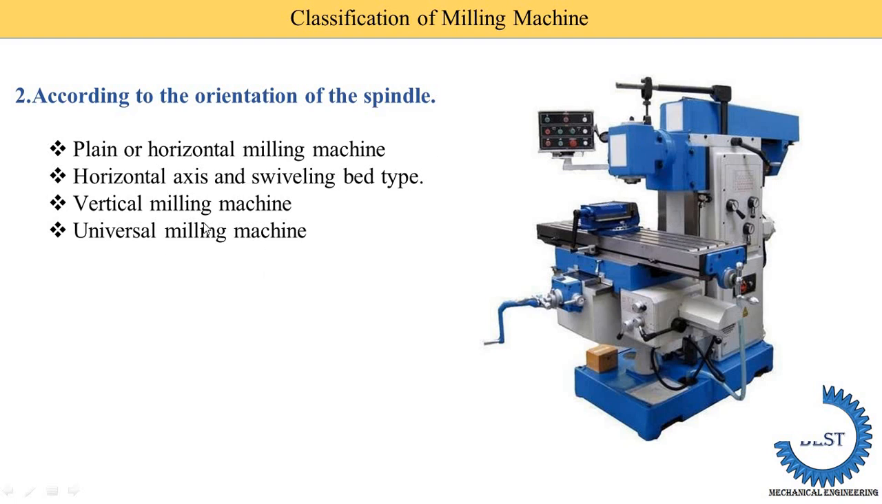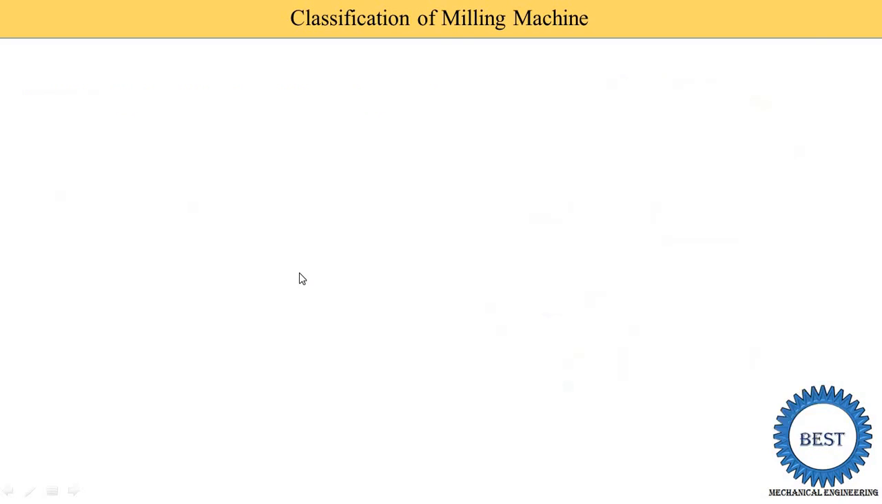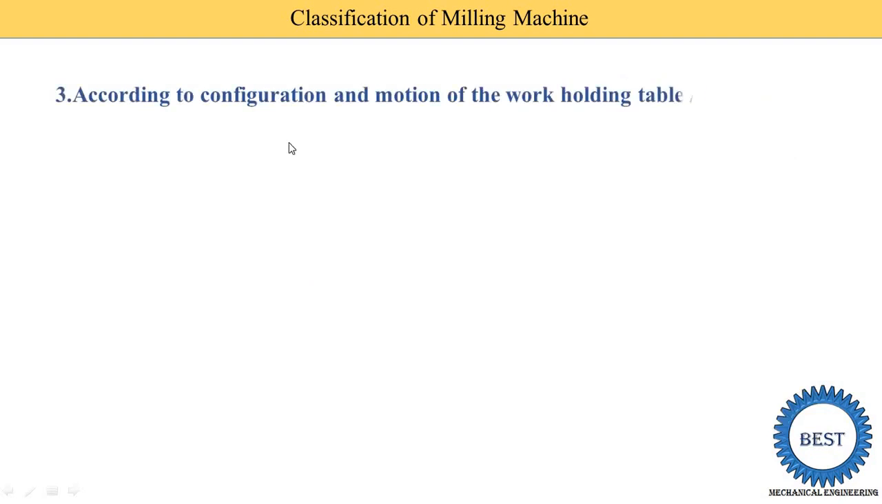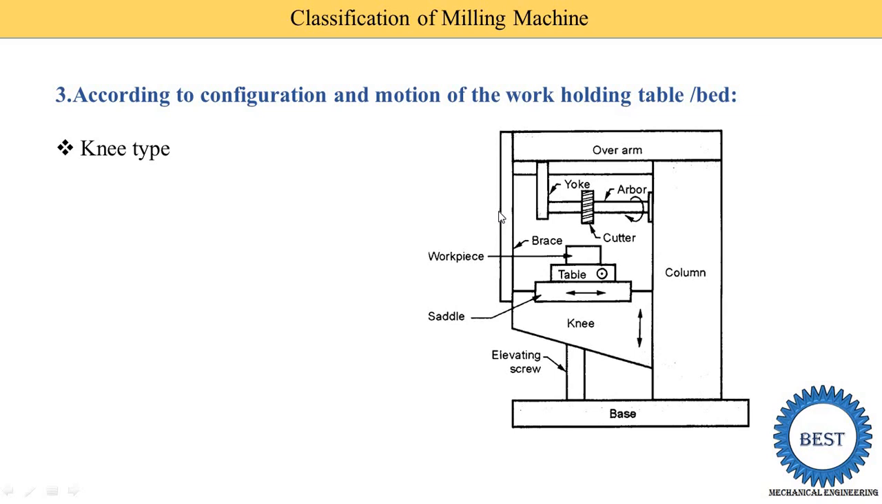Okay, that's why it is known as the universal milling machine. Now the third classification is according to the configurations and motion of the work holding table or bed, meaning which type of bed or table is used. So the first one is the knee type.